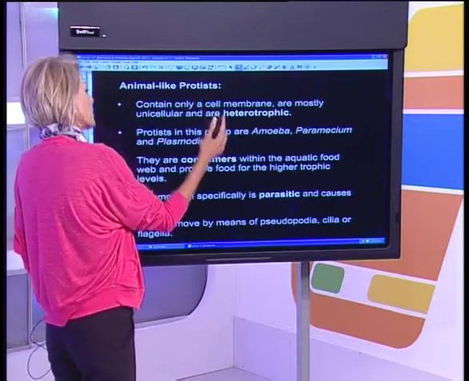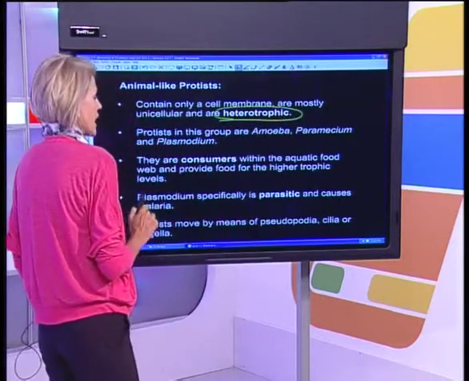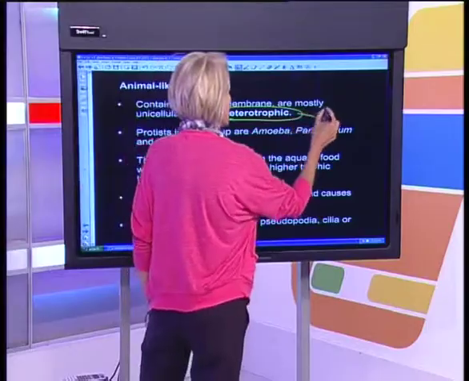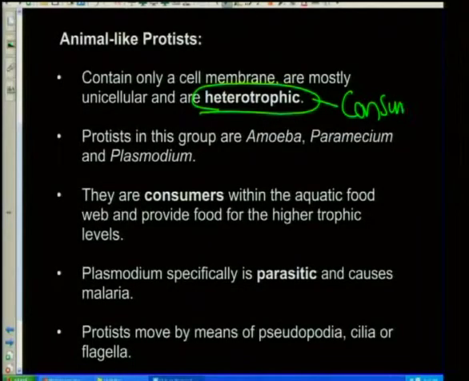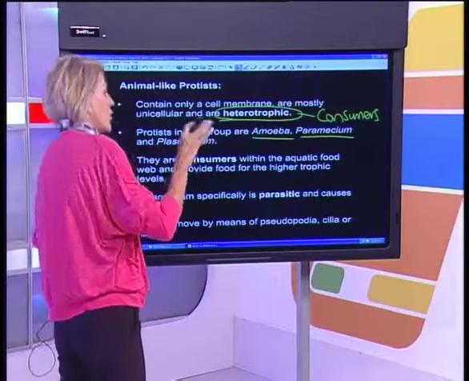Okay, animal-like protists, remember, they're going to be heterotrophic, so they're going to be part of the consumers that you find in the food pyramid. These are just a couple of examples. You've got amoeba, which we spoke about earlier. You've got paramecium, that's a little guy that's got all kinds of little cilia to make it move. It looks like a millipede with lots of little legs, but the legs are all around the little body.